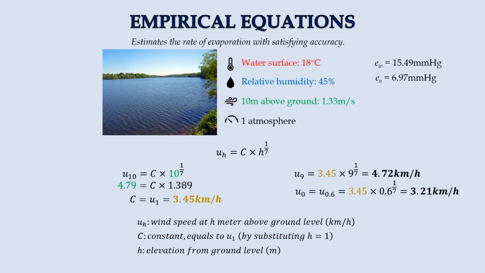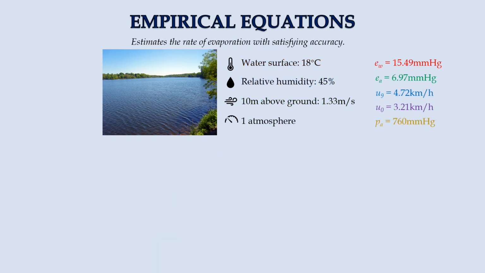Then, we can proceed with the calculation of wind speed at 9 meters and 0.6 meters above ground level. The results are 4.72 km per hour and 3.21 km per hour respectively. Lastly, we know 1 atmosphere of pressure equals 760 mm of mercury. At this point, we have successfully identified all the inputs for both Meyer's and Rohwer's formula.